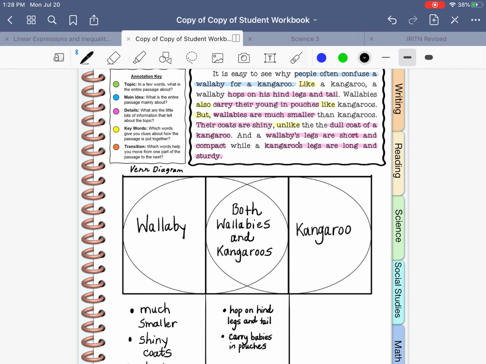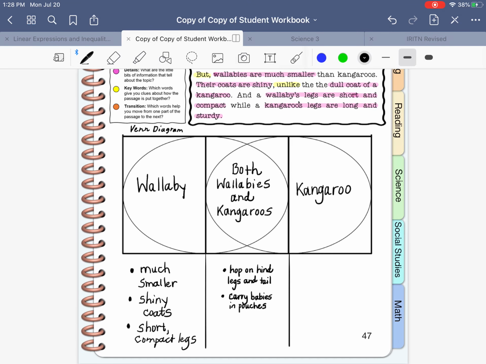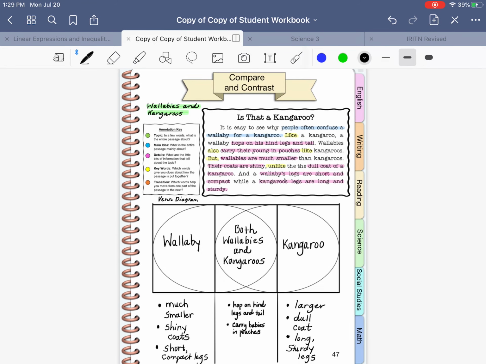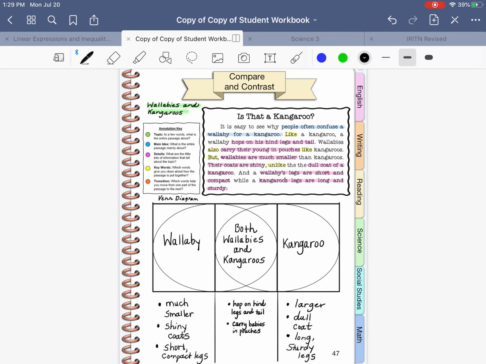As opposed to the kangaroo. It tells us that kangaroos are larger. Remember from our first lesson, they can weigh up to 200 pounds. They have a dull coat, so their fur is not shiny. And they have long, sturdy legs. So this is an example of comparing and contrasting using a Venn diagram.